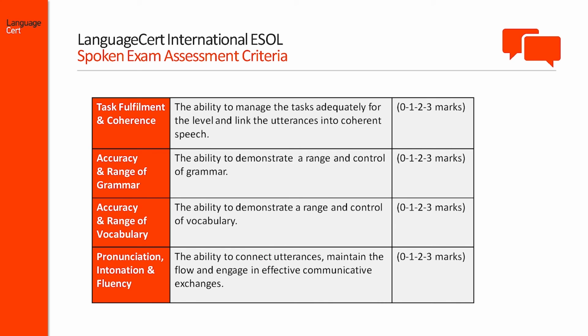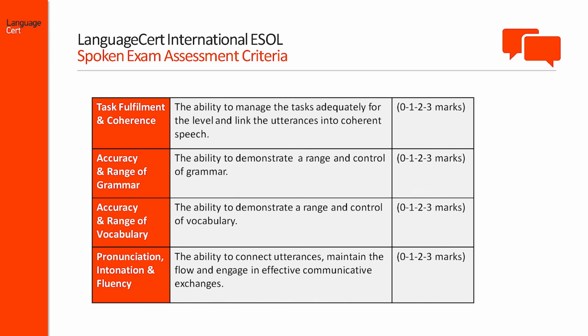Candidates are assessed in terms of 4 criteria. Task fulfillment and coherence, that is, the candidate's ability to manage the tasks adequately for the level and link the utterances into coherent speech. Accuracy and range of grammar, in other words, the candidate's ability to demonstrate a range and control of grammar. Accuracy and range of vocabulary, which relates to his or her ability to demonstrate a range and control of vocabulary. And lastly, pronunciation, intonation, and fluency, which measures the candidate's ability to connect utterances, maintain the flow, and engage in effective communicative exchanges.